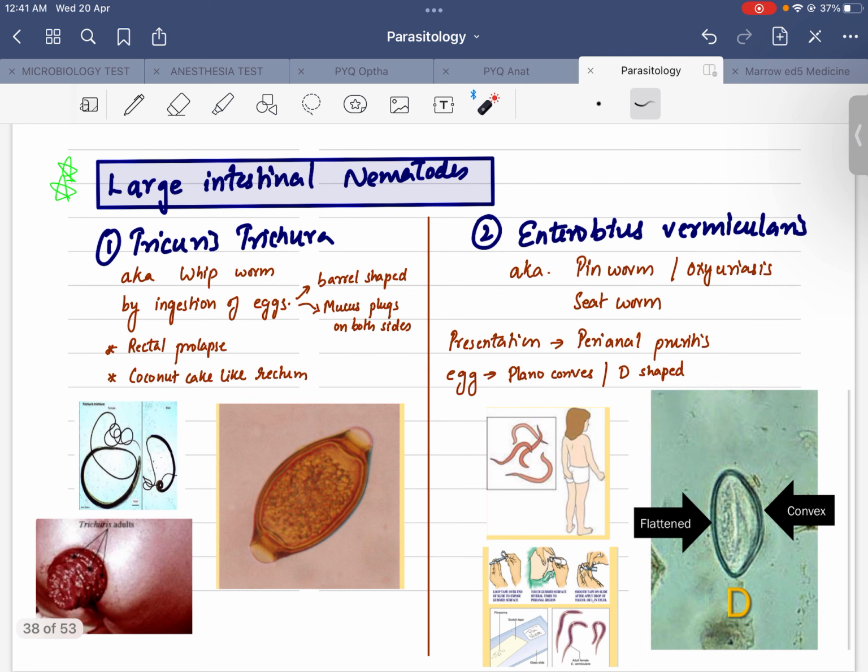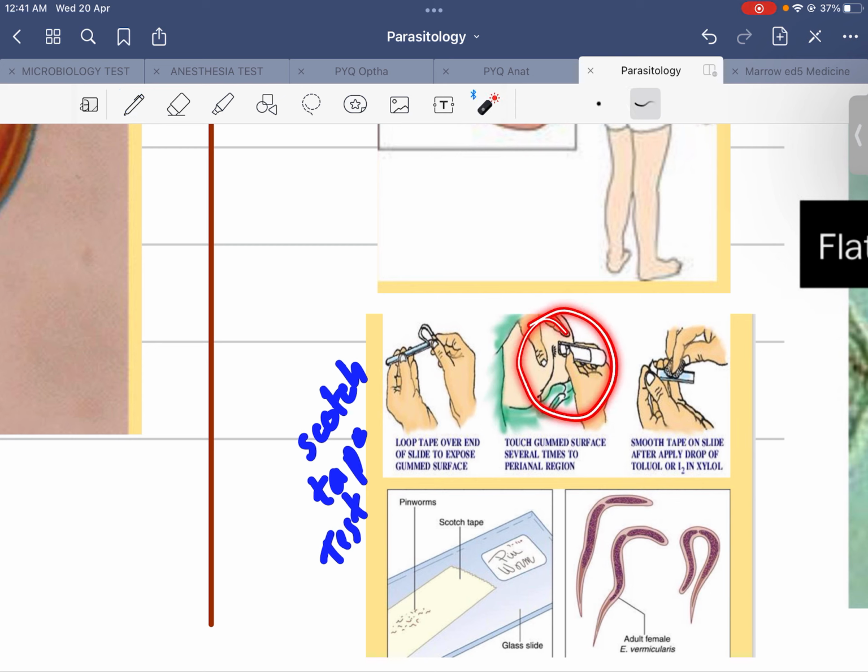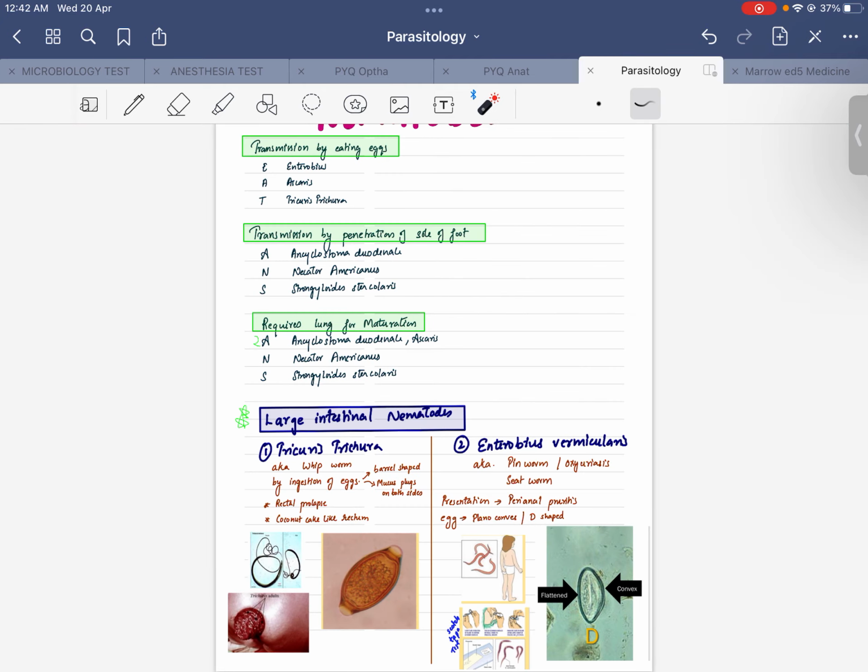How do you test for Enterobius? Basically, you can do the Scotch tape test. What do you do here? You take a Scotch tape and apply it at the perianal area, and then you place it on a glass slide, and you can look at the worms. So again, Trichuris trichiura causes rectal prolapse, coconut cake like rectum.